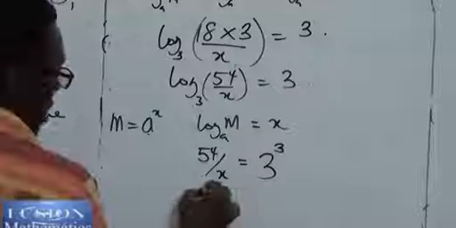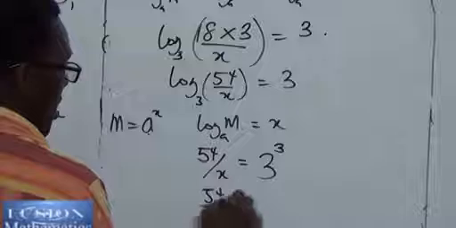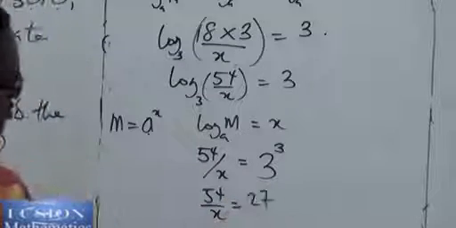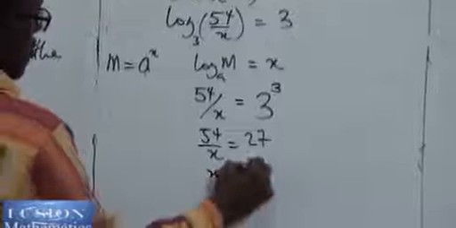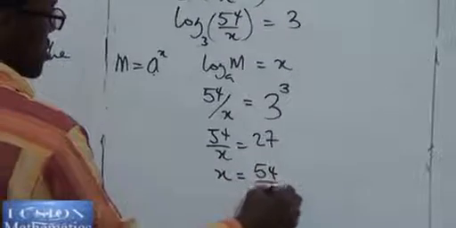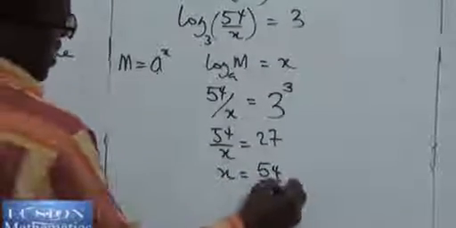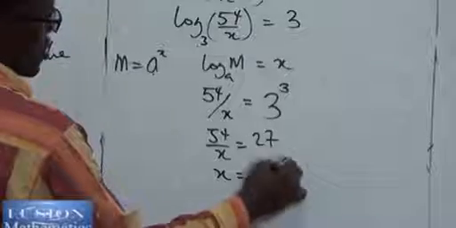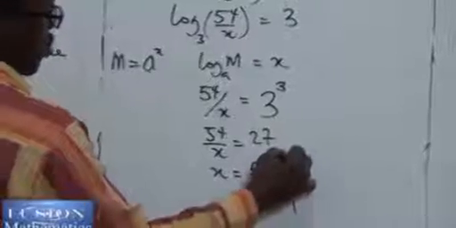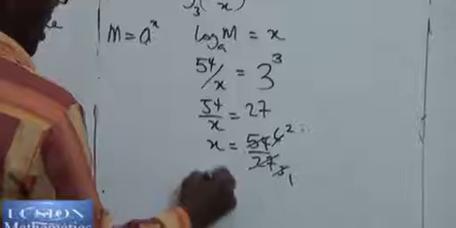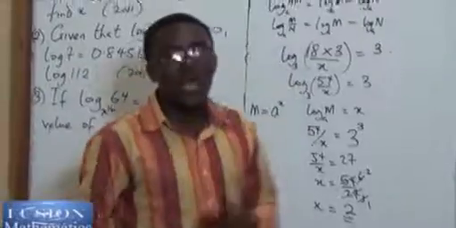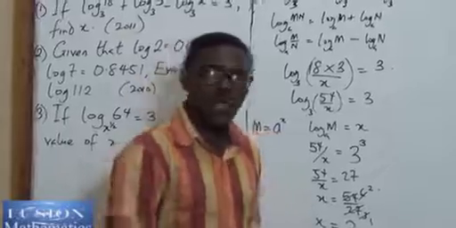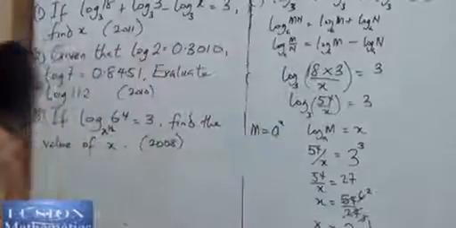So now this will now be 54 all over x equals 27. Cross multiply, we have x equals 54 over 27. The 9 will go here 3, 9 will go here 6, 3 will go here 1, 3 will go here 2. So x is equal to 2. So that is how we answer question 1. Let's go over to question 2.